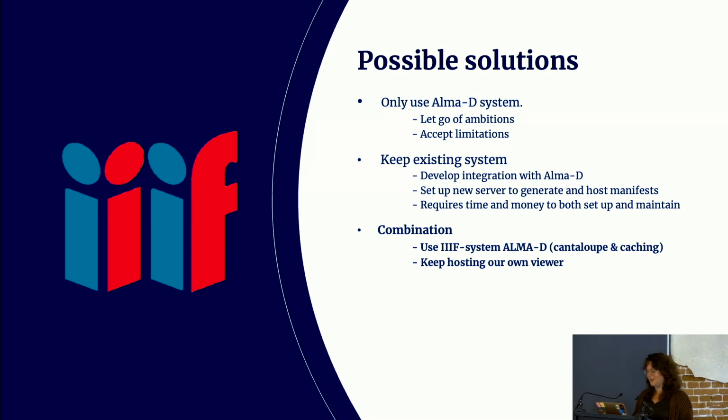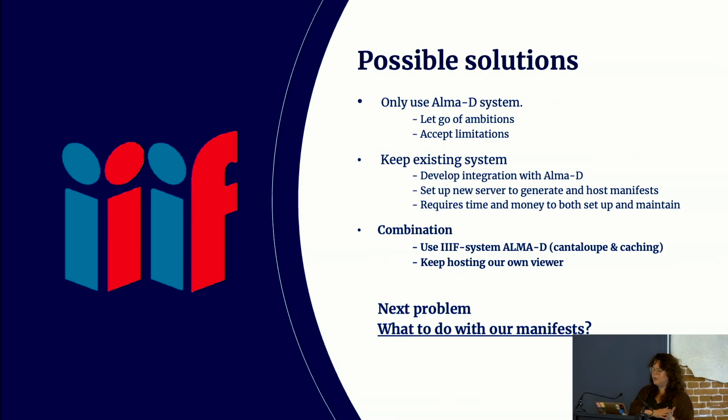So that sounds great. But of course, that's not the end of it, because we stumbled upon the next problem. What do we do with our manifests? Because the thing is, the migration now will mean that the URLs of our manifests change. So if now we have a lot of other organizations using our images on websites or tentoonstellingen, I don't know the word. Exhibitions, thank you, sorry.